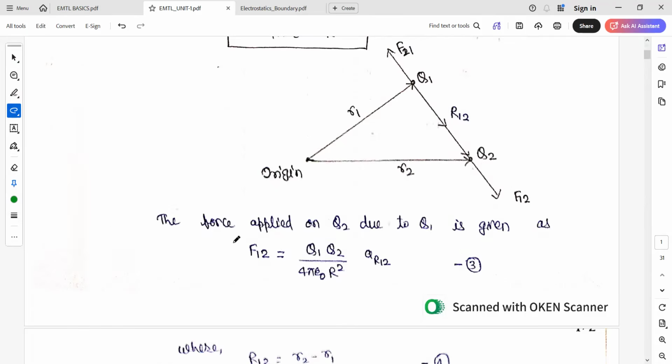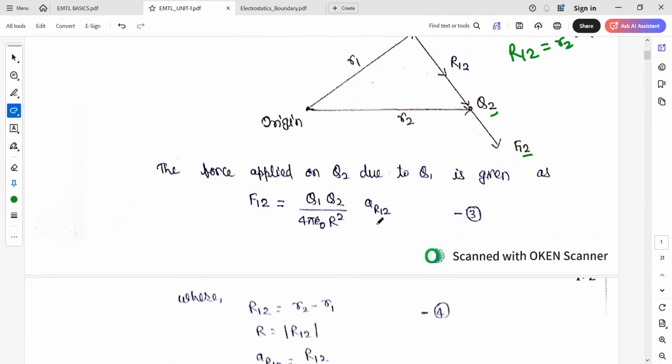Now if you're trying to write it in vector form, if you're talking about the force due to charge 1 on charge 2, then we have F12, and if you're talking about the force due to charge 2 on charge 1, then we have F21. Here we are going to use the position vectors. So R12 is equal to R2 minus R1. R2 is the final position at which we are going to calculate the force, and R1 is the initial position, the charge due to which we are going to calculate. That's why we have R2 minus R1.